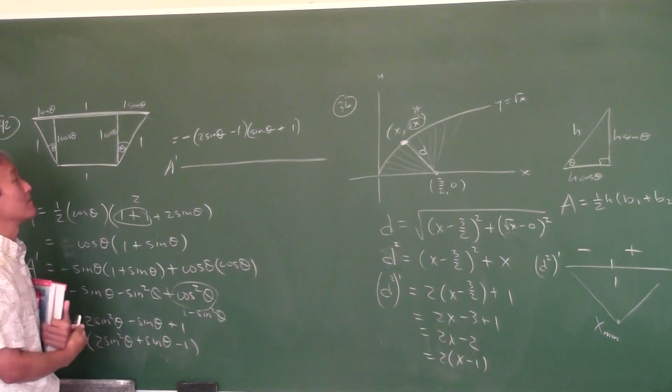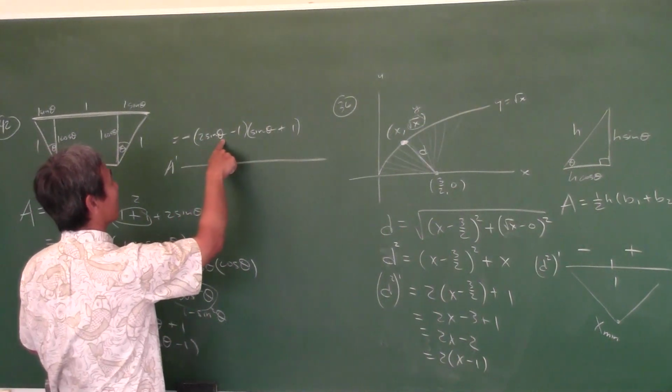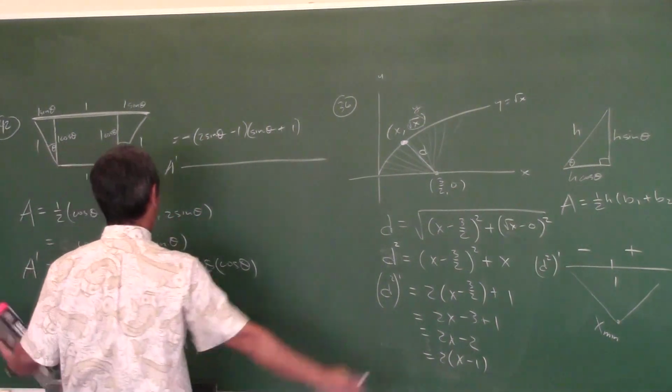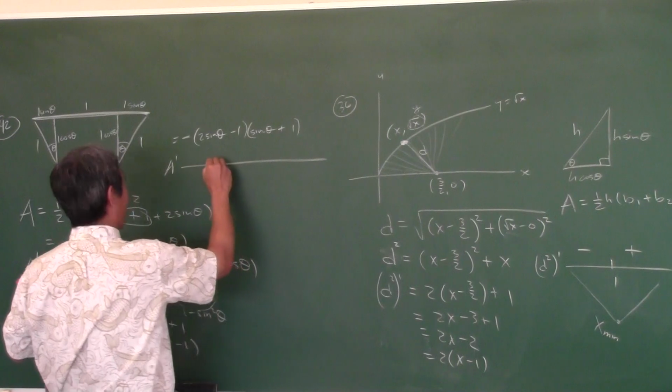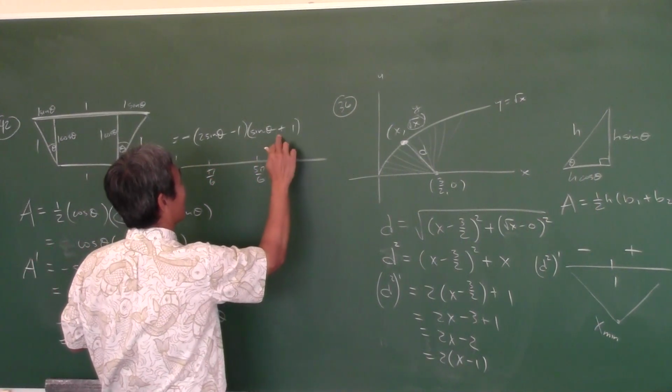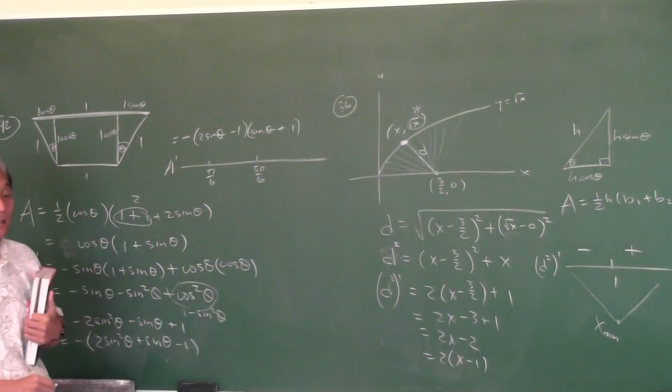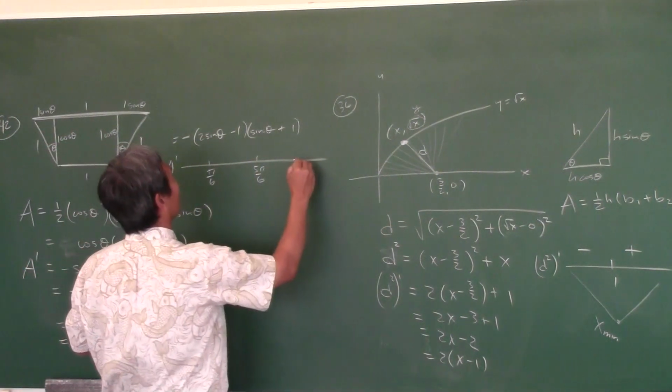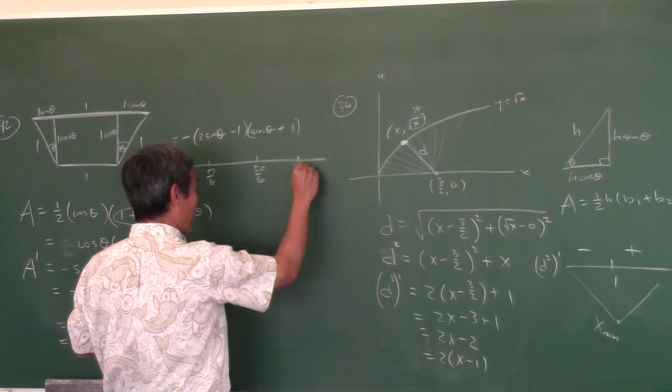Okay, we're running out of time. I'm just going to tell you. Sine theta equals 1/2. Sine of what angle is 1/2? 30 degrees. Pi over 6 and 5 pi over 6. What about this? Sine of what angle is negative 1? Oh boy. 3 pi over 2.